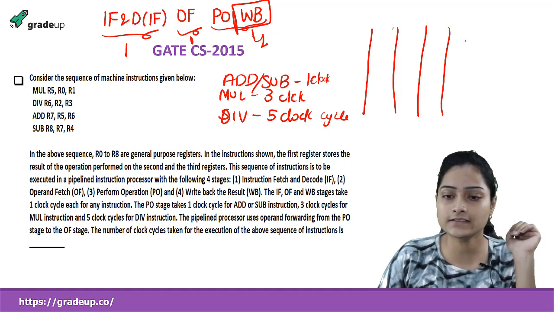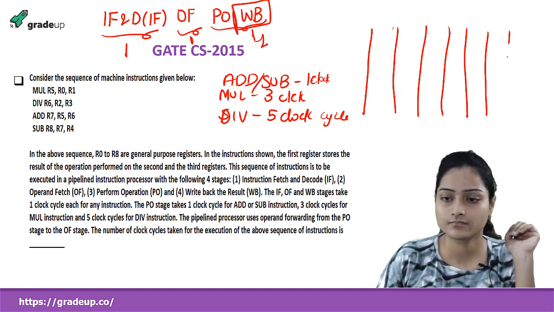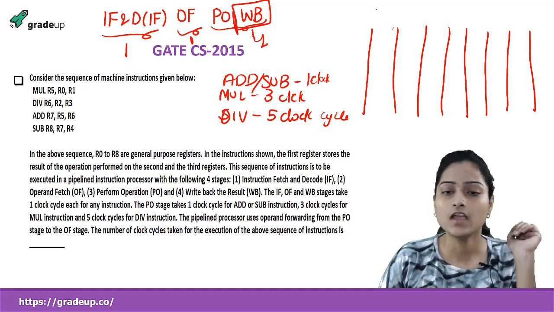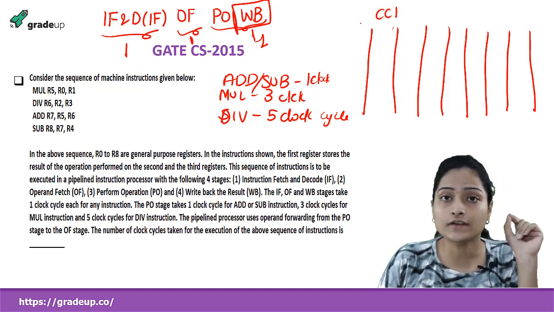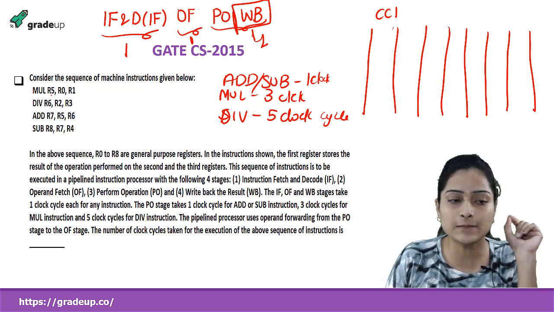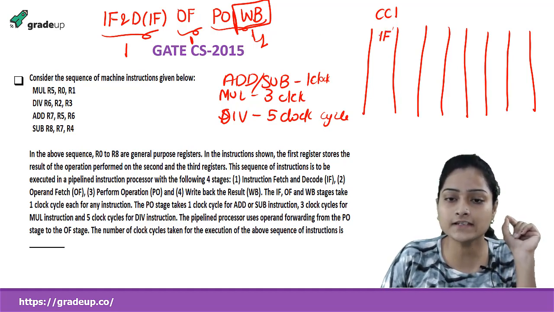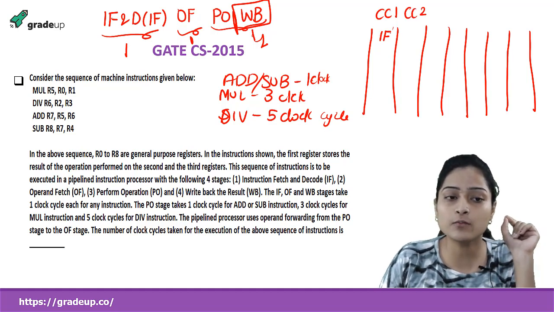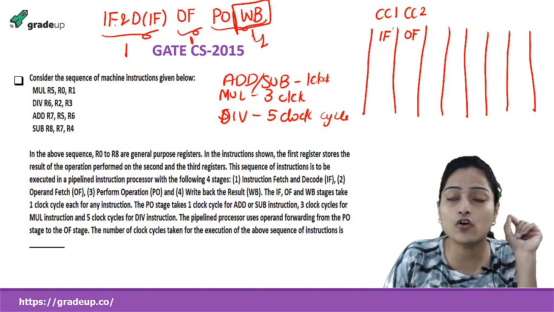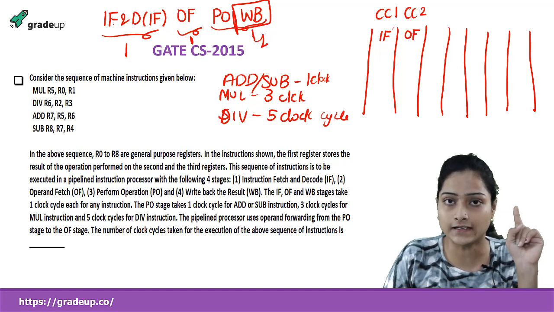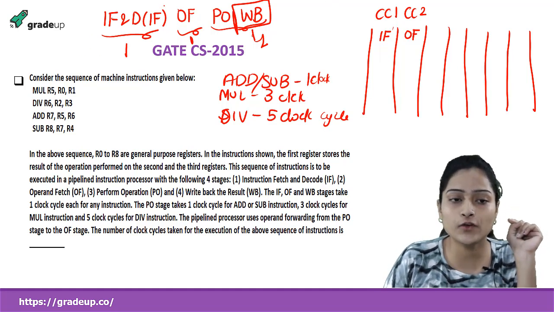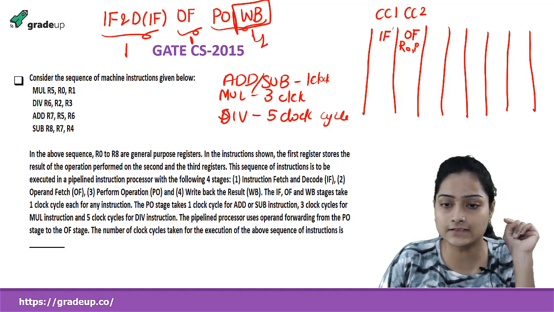These are the clock cycles. Suppose it is clock cycle 1. In clock cycle 1, my first instruction, which is multiply RF, R0, R1, will be given to instruction fetching stage. Now it is in instruction fetching stage. In clock cycle 2, it will move towards OF stage, because this IF, instruction fetching and decode stage, is only taking 1 clock cycle. Then OF, in OF what we are going to do? Operand fetching, that is reading of R0 and R1 is done in this OF stage.